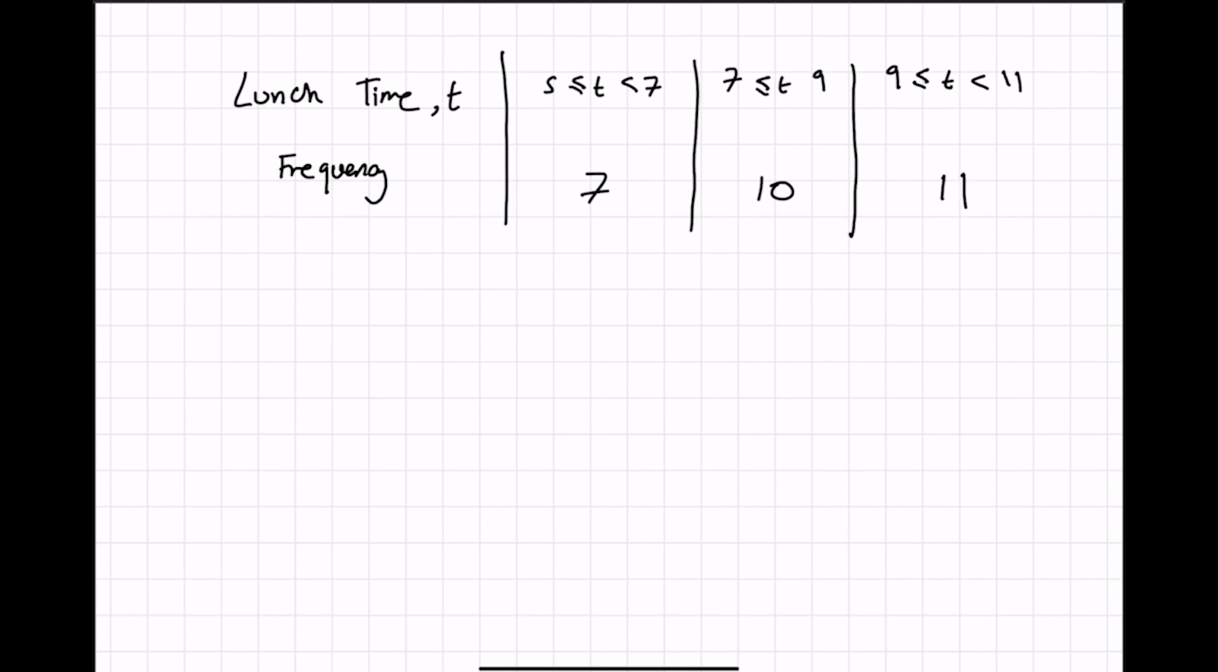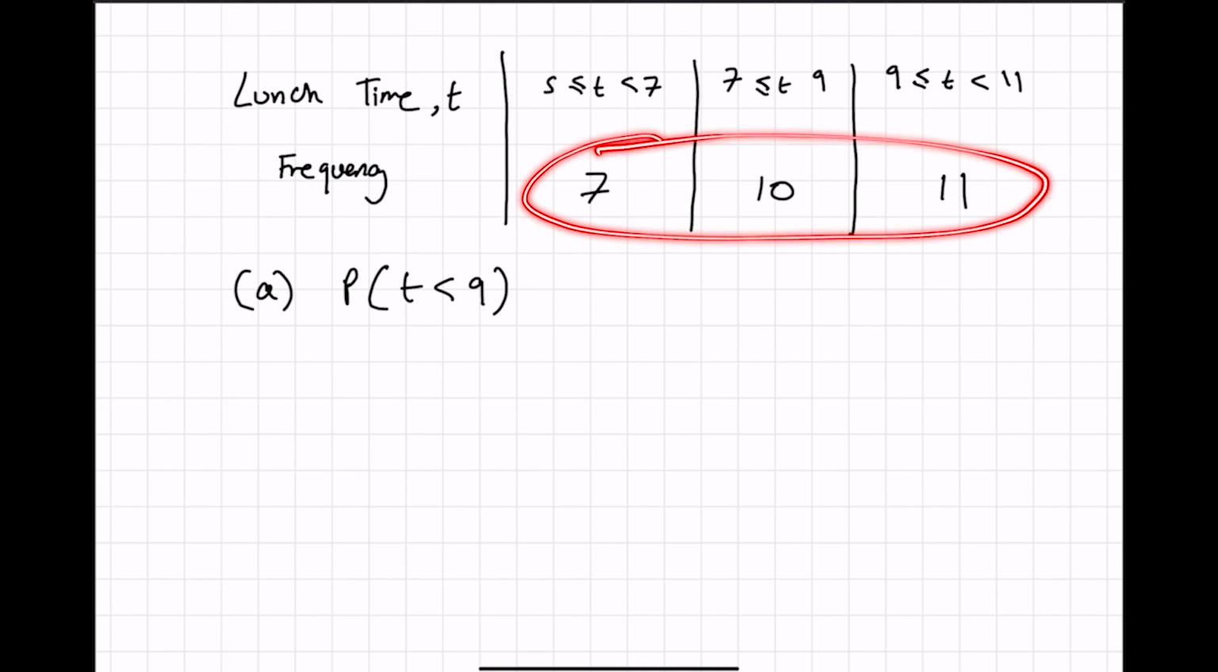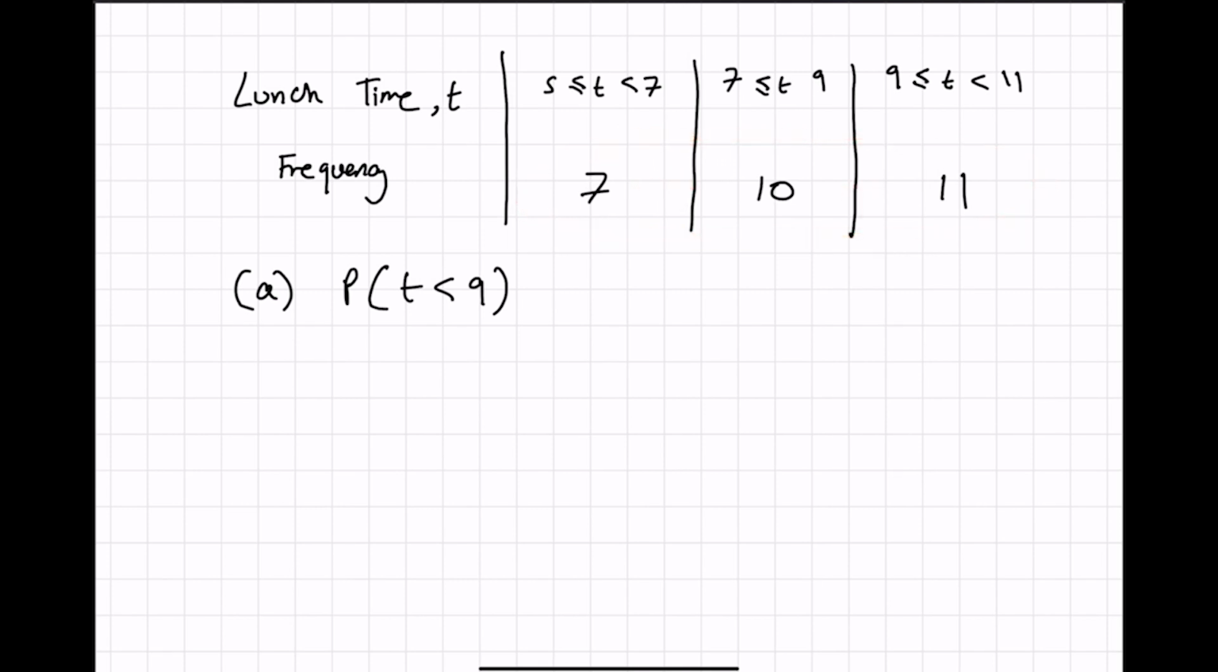So someone asks this question: based on this, what is the probability that someone will spend less than 9 minutes? So what's the probability that t is less than 9 on their lunch? Let's figure out how we answer that question. All we really need to do is take a look at this and say, okay, for the total frequency, we have 7 plus 10 plus 11. So in total, there are 28 different people who have done this entire thing.